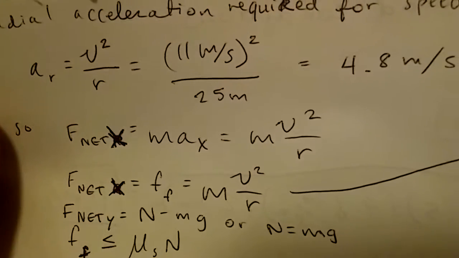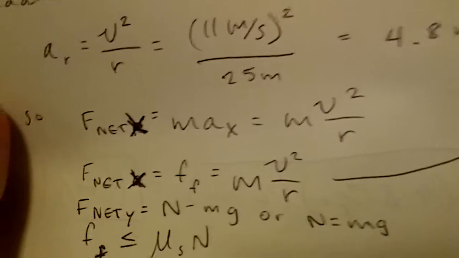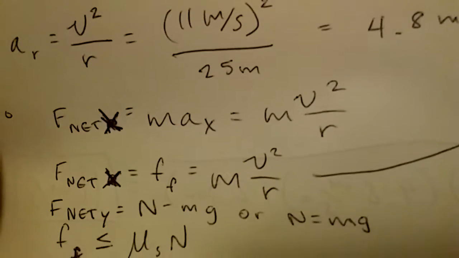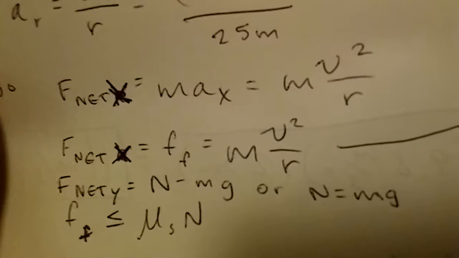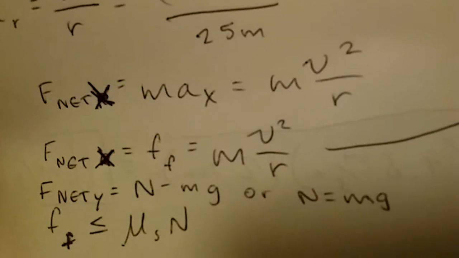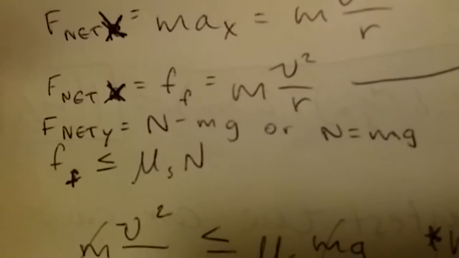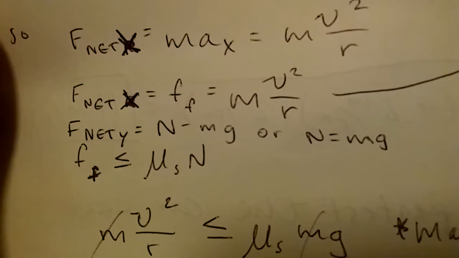Then F net in the x direction would be ma_x, because the only force we have is the friction. So m times v squared over r. F net is just equal to the friction force, so the friction force is equal to m v squared over r. Only the friction force is in that direction, because that's the direction we're accelerating. In the y direction we have N minus mg, because N is positive and mg is negative, so that could also be written as N equals mg. And then we also have this equation here.